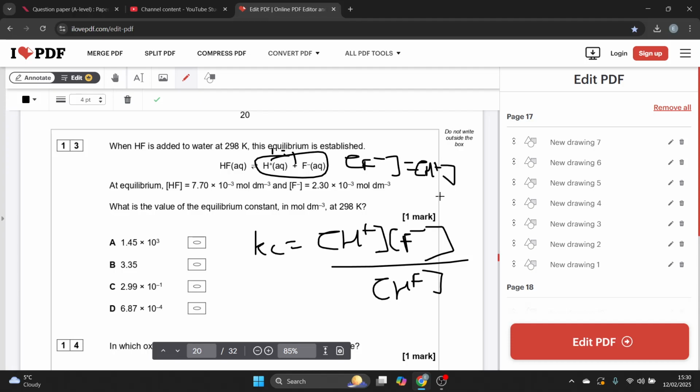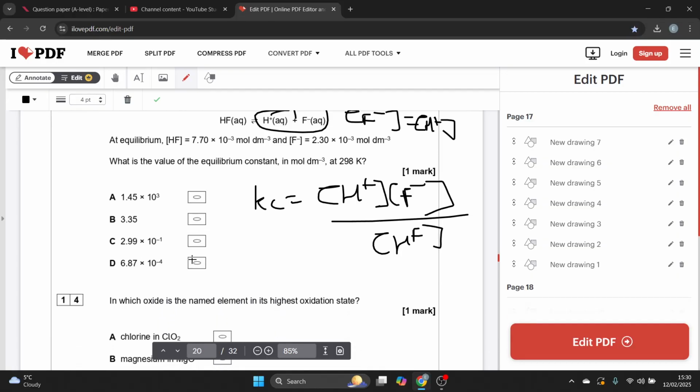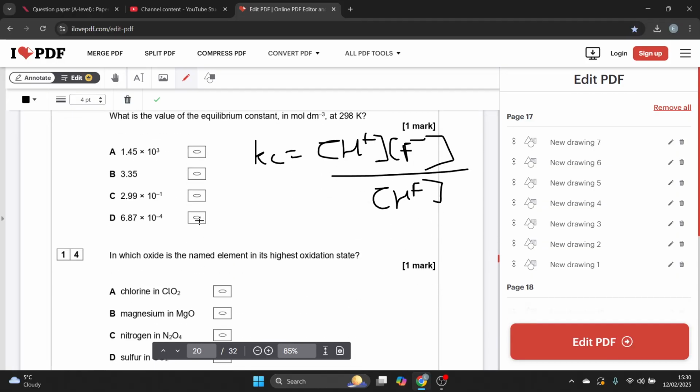Since I'm not given any more information, it's going to be 2.30 times 10 to the power minus 3, squared, divided by 7.70 times 10 to the power minus 3. And I get 6.87 times 10 to the power minus 4. Therefore the answer is D.